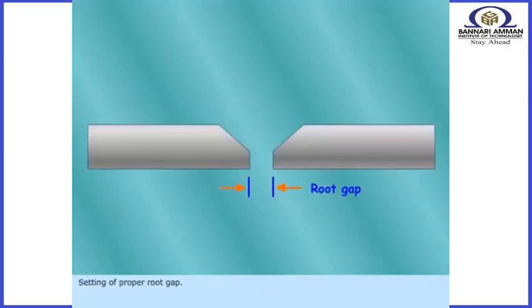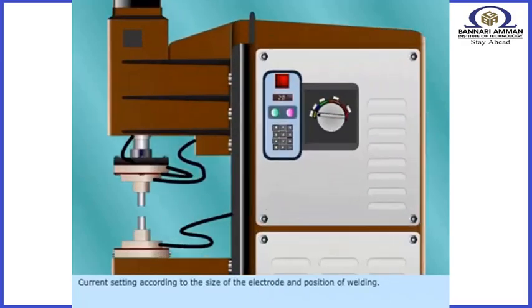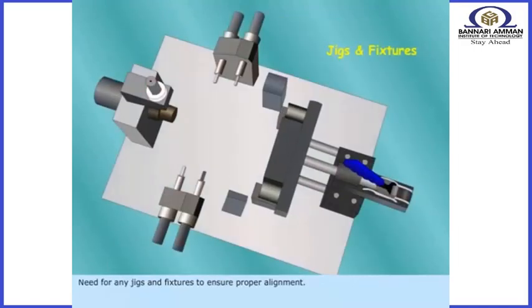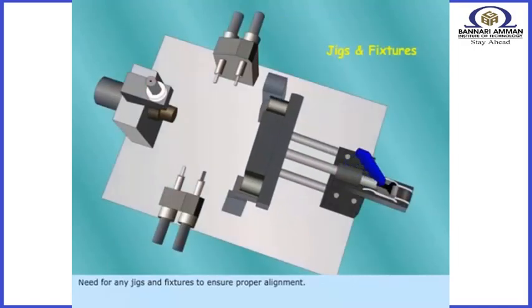Setting of proper root gap. Current setting, according to the size of the electrode and position of welding. Need for any jigs and fixtures to ensure proper alignment.